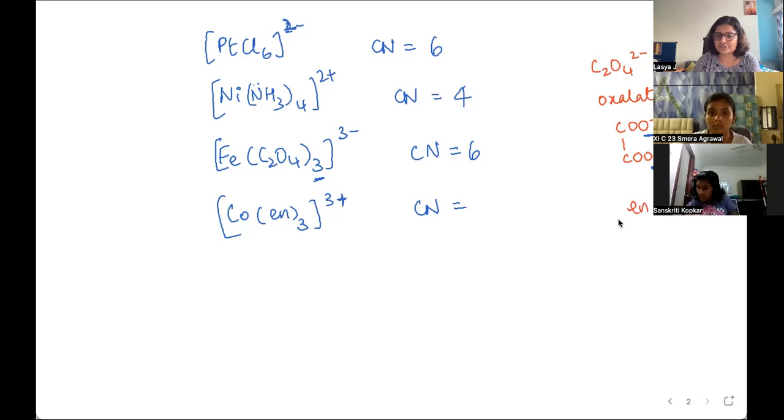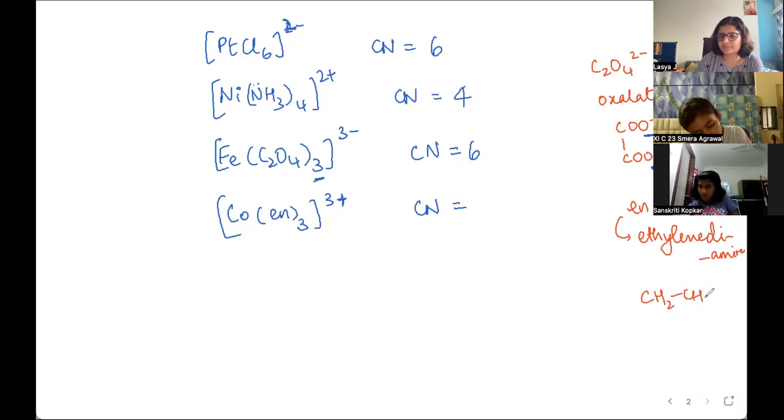En is short for ethylene diamine. So ethylene diamine is ethylene, 2 carbon atoms, and 2 amine groups. Okay, so based on this, Sanskriti, what will the coordination number be?